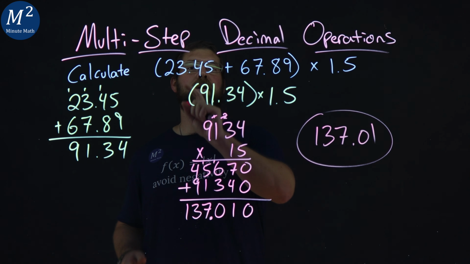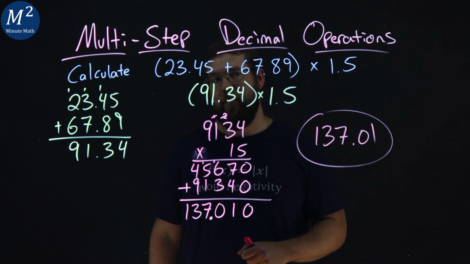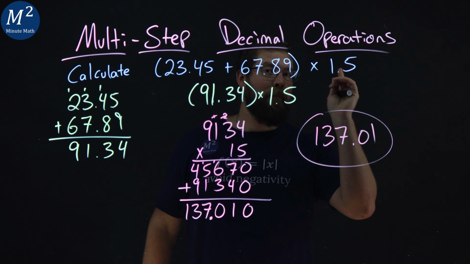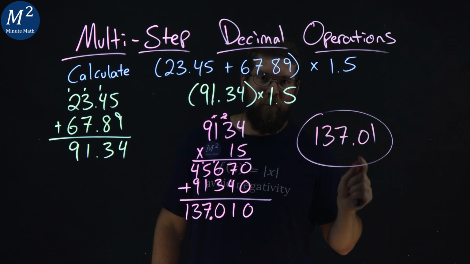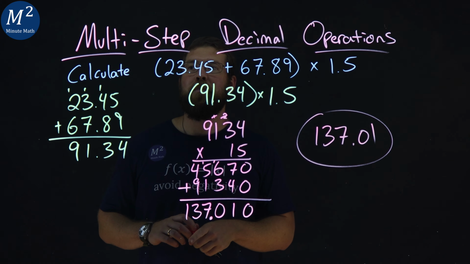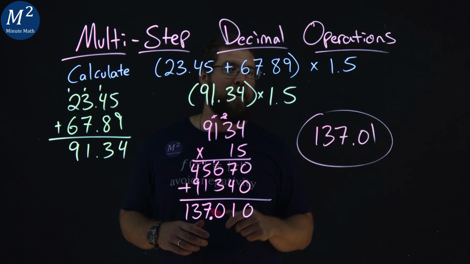We calculated 23.45 plus 67.89, multiplied that by 1.5, and got a 137.01. Hope you learned something here about multi-step decimal operations.